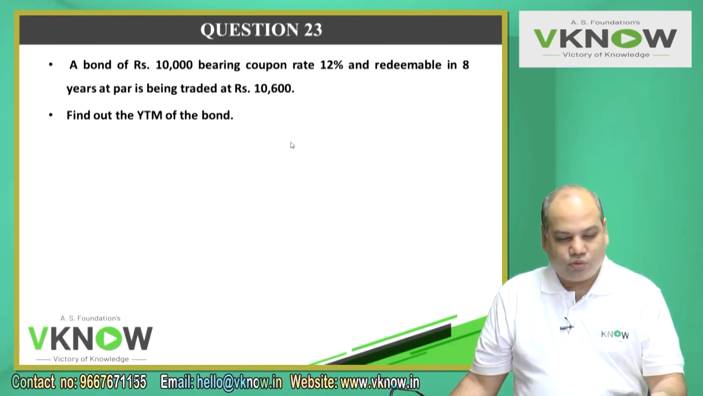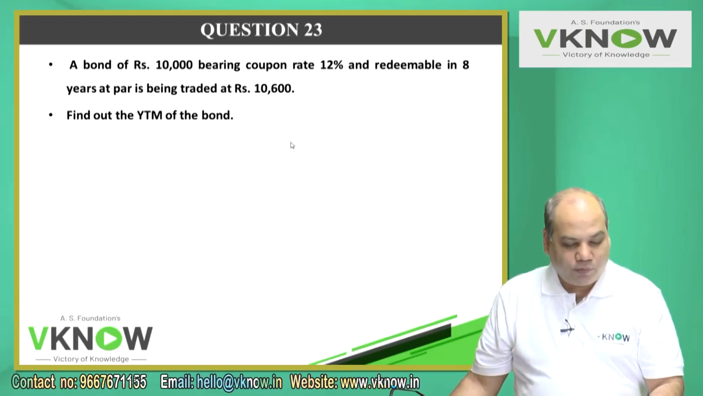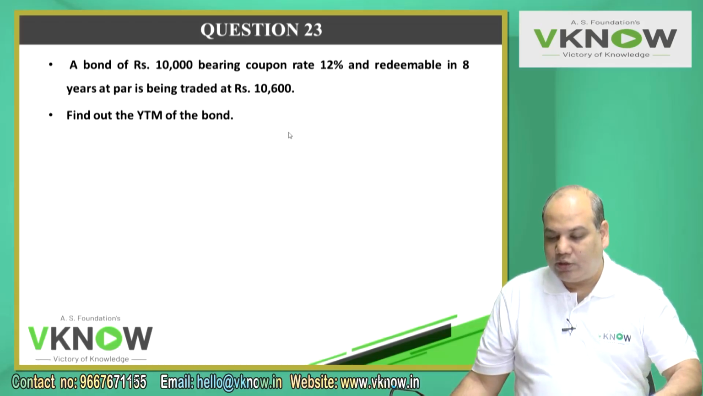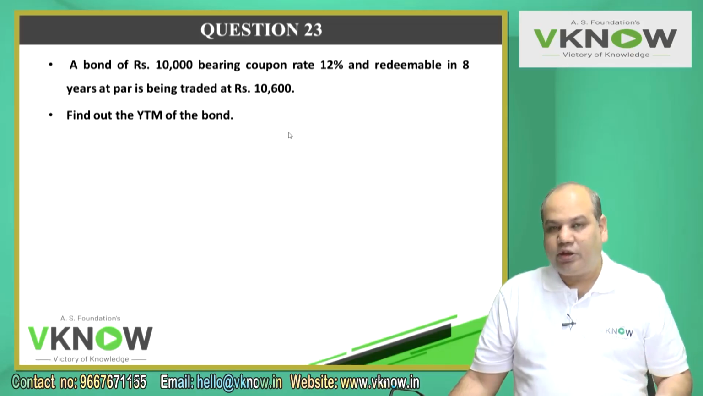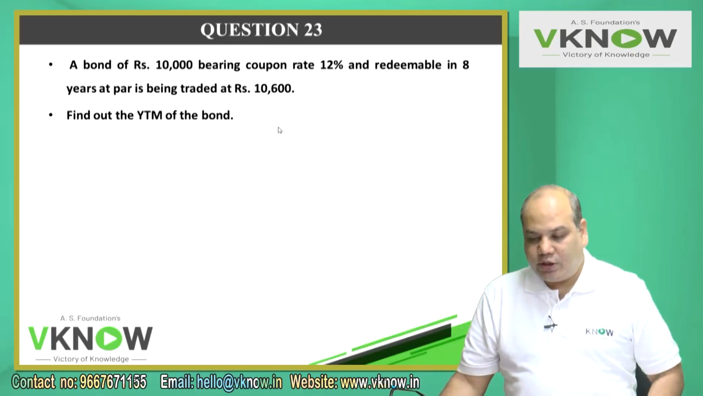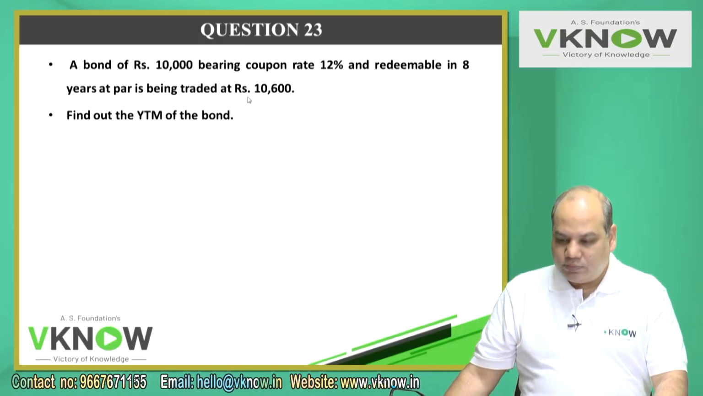It was a quick revision of IRR calculation. Now we'll come to question number 23. A bond of rupees 10,000 bearing coupon rate 12% and redeemable in 8 years at par is being traded at rupees 10,600. Find out the YTM of the bond. So first I will write the formula. It is a coupon paying bond.